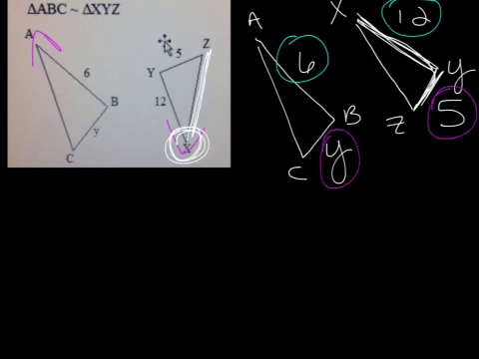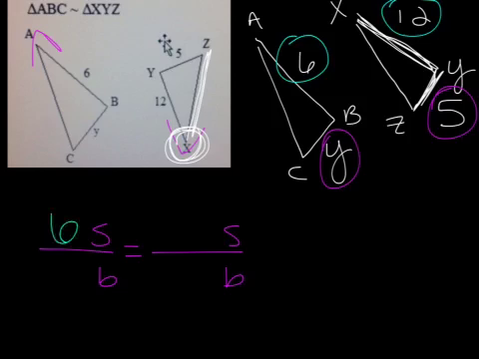So now I'm going to set up my proportion. Line equals line, and I'm going to call it side and bottom. So my sides are going to be 6, and my bottom is going to be Y, and on my other triangle, my side is 12, where my bottom is 5.